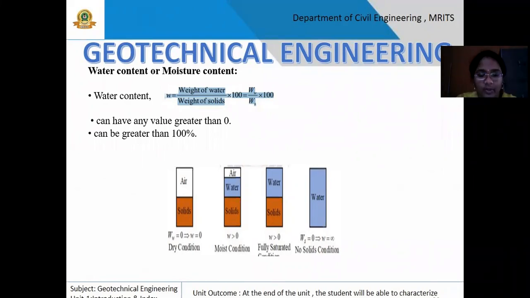So it is denoted by small letter w. It is equal to weight of water divided by weight of solids into 100. So that is equal to Ww by Ws into 100. And it can have any value greater than 0 and can also be greater than 100%.